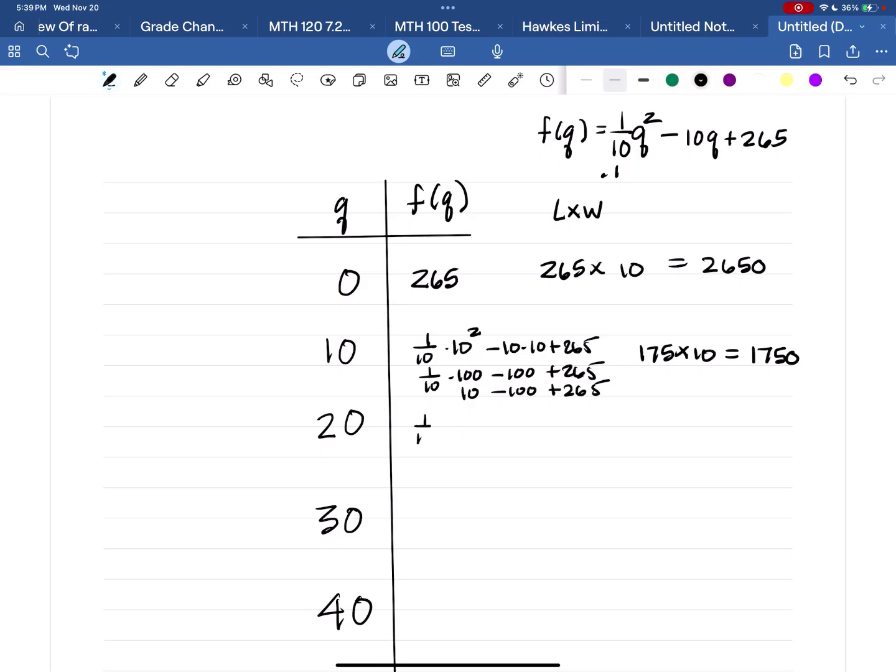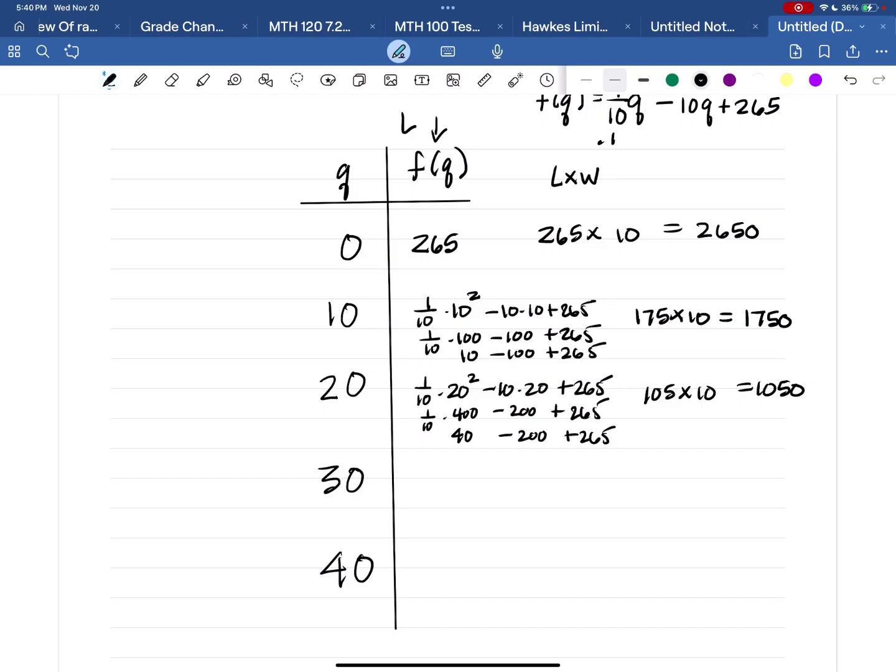Here I have 1/10 times 20 squared minus 10 times 20 plus 265. That's going to be 1/10 of 400 minus 200 plus 265. So what is that? That's 40 minus 200 plus 265. That's 105 times 10, 1050. This is the length of the rectangle right here, okay? We know the width of all of them is 10. So look, these are in 10 increments.